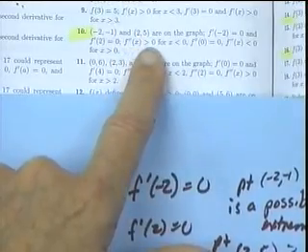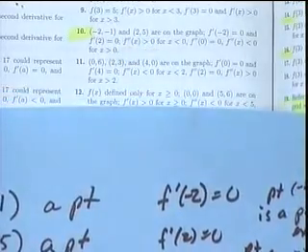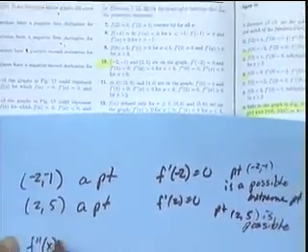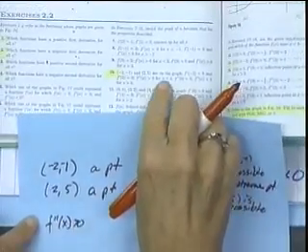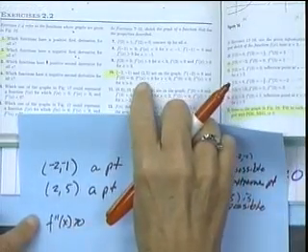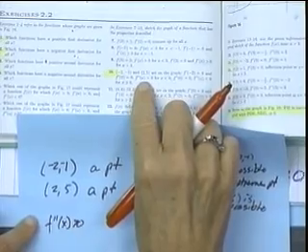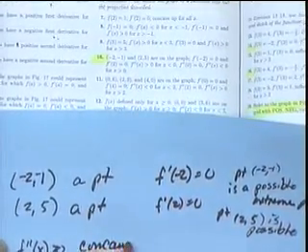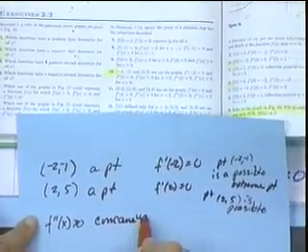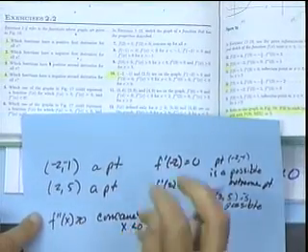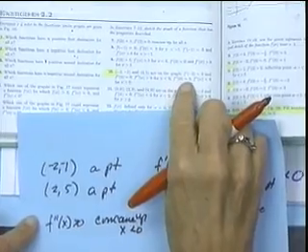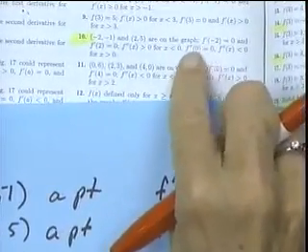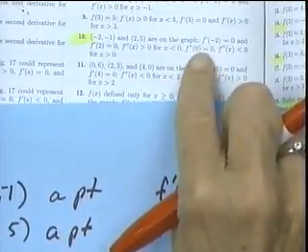The second derivative is greater than 0 for all x less than 0. When you see second derivative greater than 0, what does that tell you? Concave up. So it's concave up for x less than 0. The second derivative is equal to 0 when x is exactly equal to 0. What does that tell you?